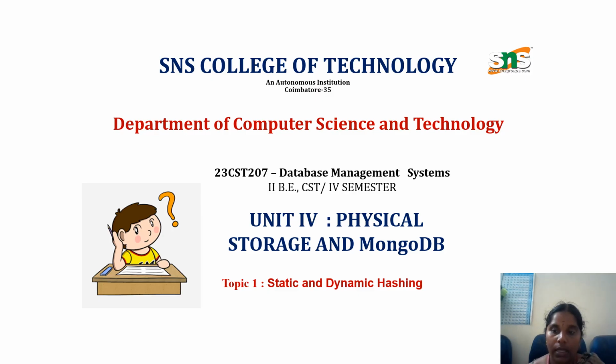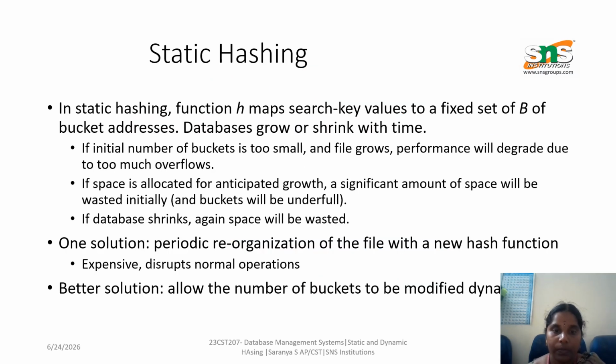First of all, static hashing. In static hashing, the hash function always generates the same bucket address, which means the function h maps search key values to a fixed set of B bucket addresses. The database may grow or shrink with time.